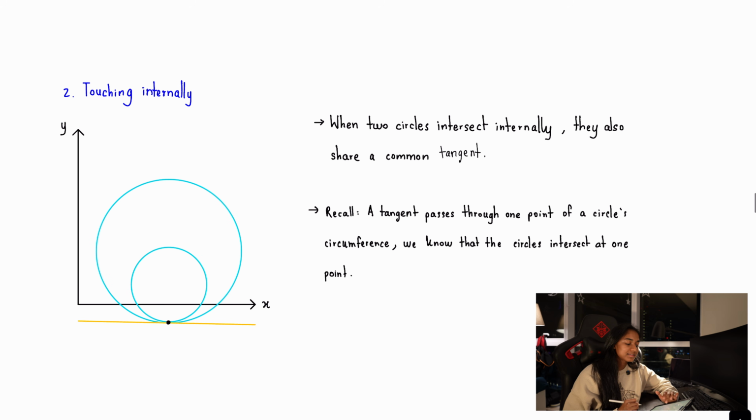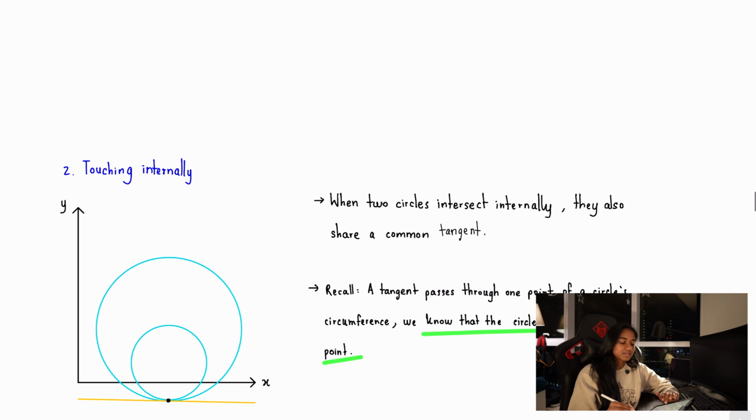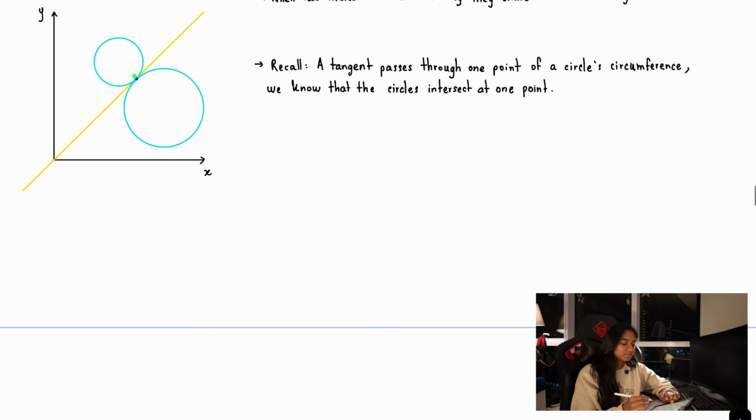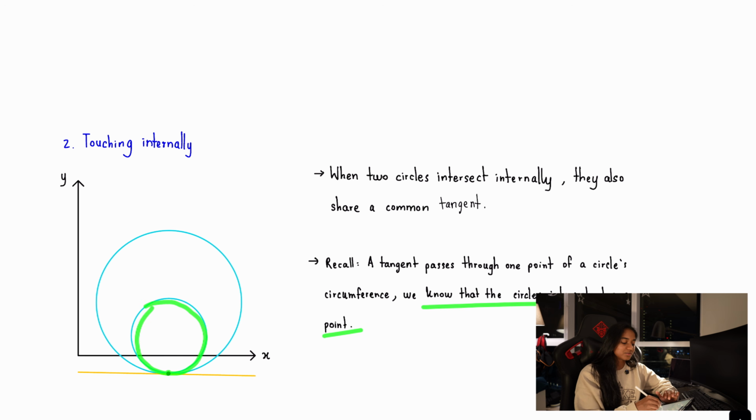Now, looking at the circles touching internally, when two circles intersect internally, they also share a common tangent. So this would be the common tangent here, and this circle is actually inside the circle, and this is the point of intersection. So a tangent passes through one point of a circle's circumference, and we know that the circles intersect at one point here as well. So one point, even though this one is inside this one, is the same tangent as well.